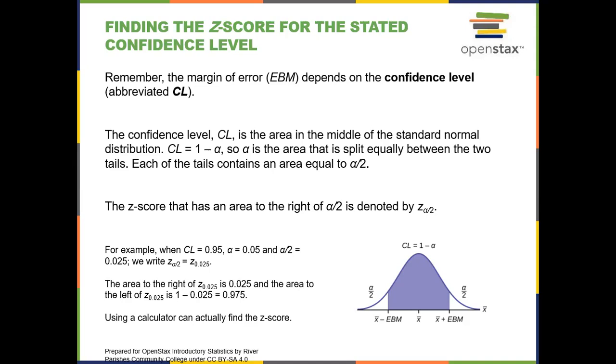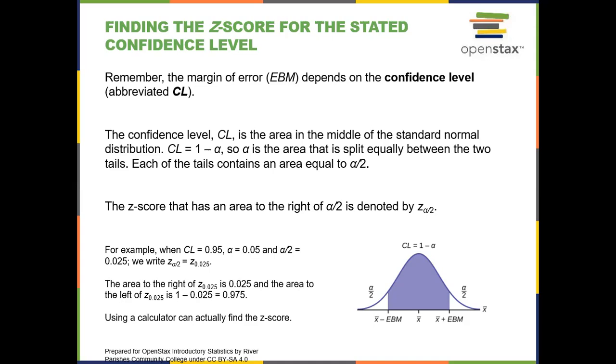Now, the area in the right tail, which is alpha by 2, is 0.05 divided by 2, which is 0.025. So that's the area in the right tail, in the white area. That is the area to the right of the critical value where X bar plus EBM is located. So the area to the left of it is 1 minus 0.025, which is 0.975.